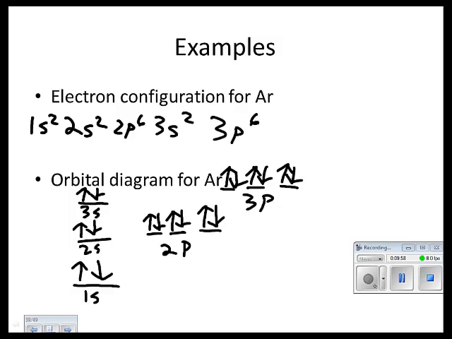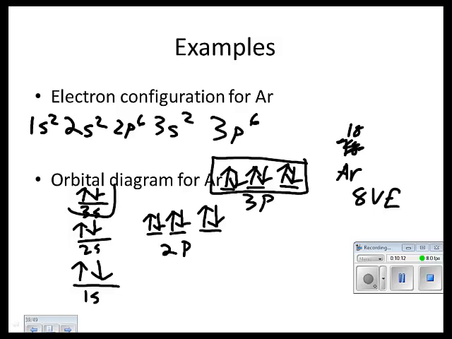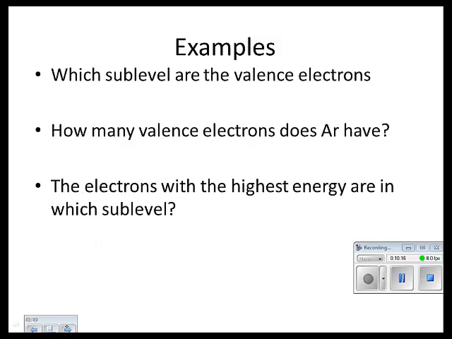So there you go. And keep in mind, argon is a group 18 element. It should be an 8. Group 18 element, so it's going to have 8 valence electrons. We have 6 valence electrons here in P, and the other 2 over here in S. So those are your valence electrons.